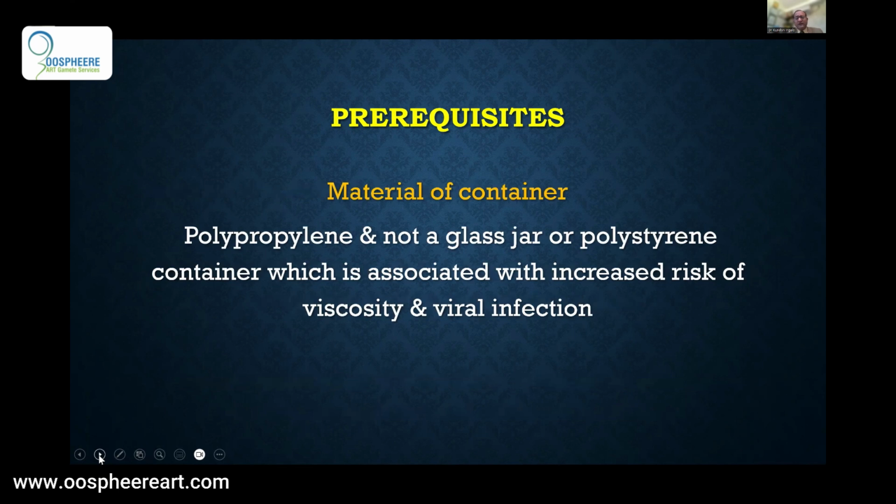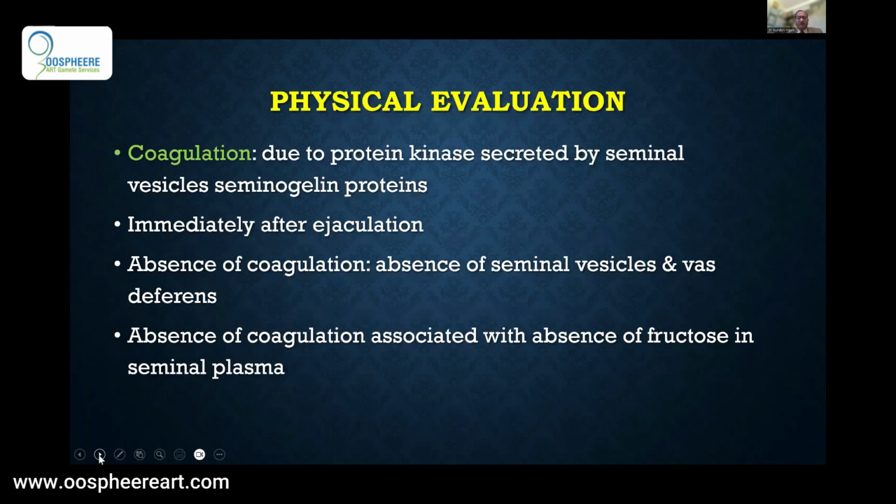Now, what can be the material of the container? Polypropylene, but not a glass jar or a polystyrene container, which is associated with increased risk of viscosity and viral infections. So simple polypropylene is enough as a container. Now, when you physically examine a container having a semen sample, you look for coagulation.